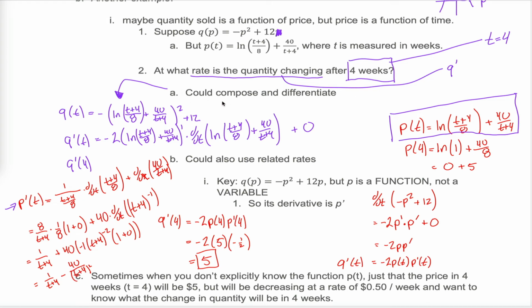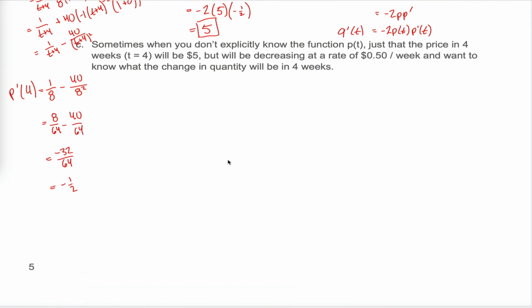Even if you have the ability to compose together these functions and take crazy hard derivatives, you might need to use related rates. An example where you'd need to use the related rates method is down here. If you don't explicitly know a function for the price, you just know that the price in 4 weeks will be $5, but will be decreasing at a rate of 50 cents per week.